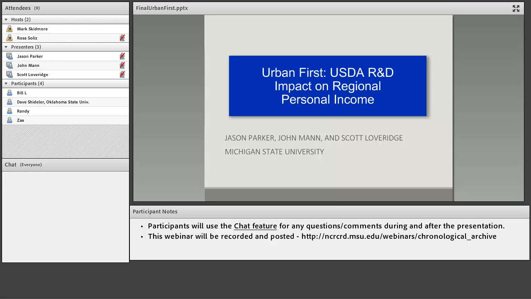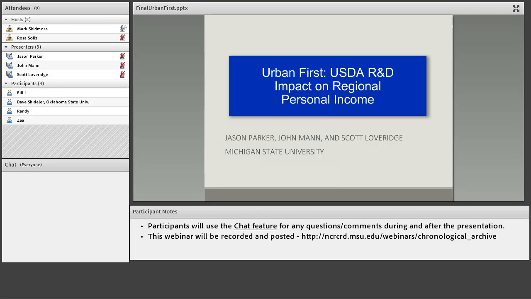Today we have Jason Parker, John Mann, and Scott Loveridge, all here at Michigan State University. Jason Parker is a postdoctoral fellow at the NCRCRD. Scott Loveridge is a professor here in agriculture, food, and resource economics at Michigan State University and former director of the NCRCRD. And John Mann is also an assistant professor here at Michigan State University in agricultural, food, and resource economics.